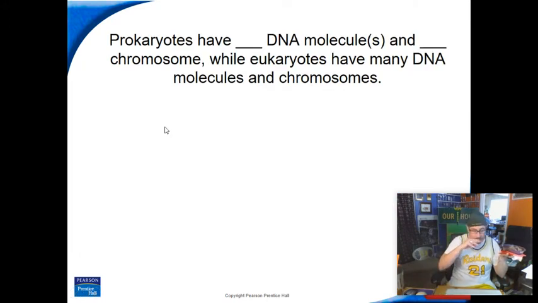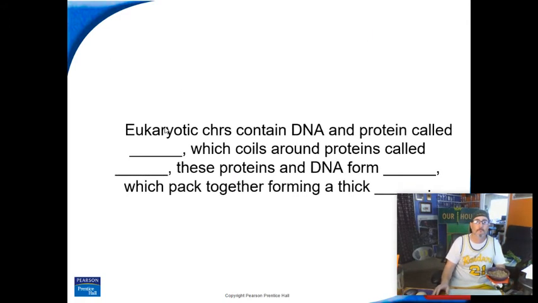Okay. Please use this as an opportunity to practice with your notes rather than just fast forwarding. How many DNA molecules do prokaryotes have? How many chromosomes do prokaryotes have? Eukaryotes, of course, have a lot more. If you're not sure, take a look back at number 25 and 26. One piece of DNA, one chromosome. Well, one piece of DNA, one chromosome for prokaryotes.